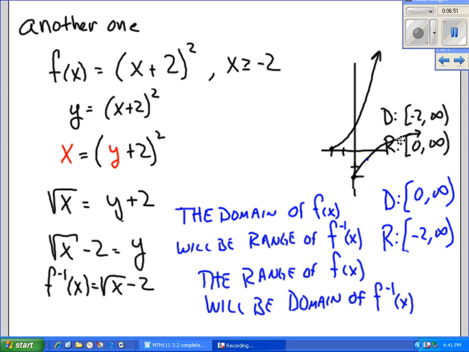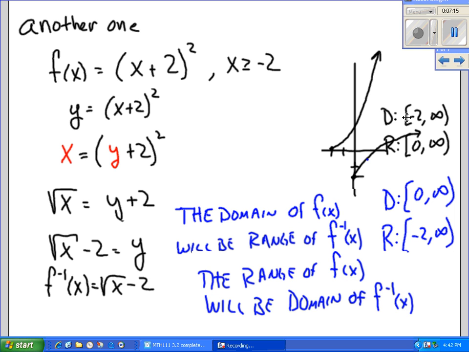And then graphically comparing the two, we can see we've got that symmetry. And then take a minute and look at the domains of these. The domain of the original function here, this half a parabola, the domain was -2 to infinity, how far left and right it goes, and the range was 0 to infinity, how far up and down it goes. For the inverse function, the domain is 0 to infinity, and the range is -2 to infinity.